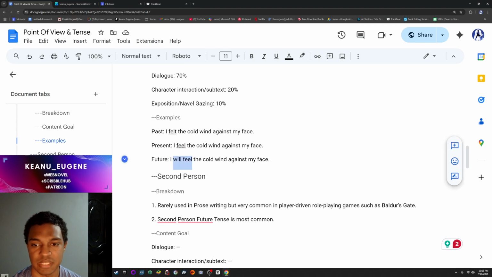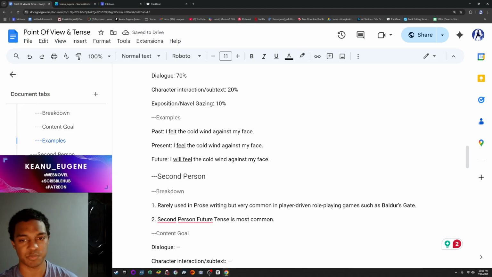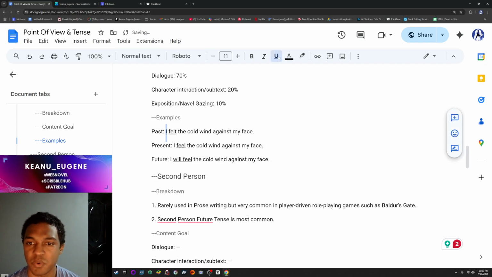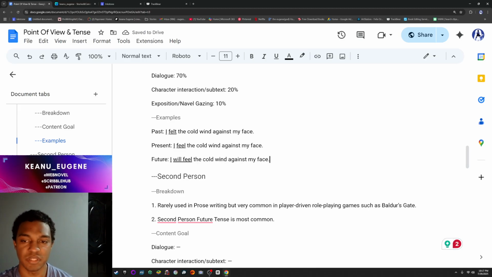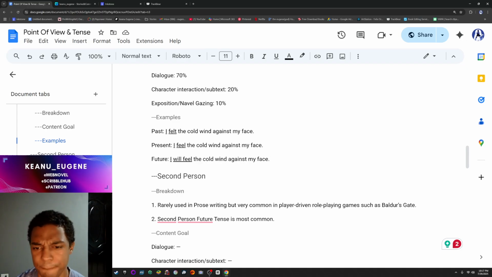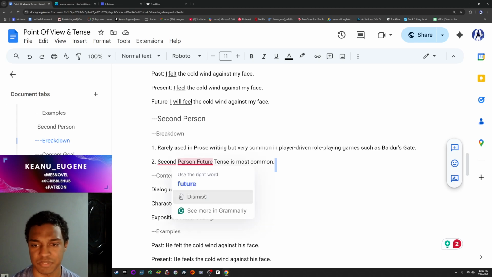Or phrases in this case. So you'll know clearly what makes them past, present, future, right? So it's "I feel the cold wind against my face." "I felt the cold wind against my face" for past, and then for future it's "I will feel the cold wind against my face." So the person is the narrator, so they get to say it in exposition, and "will feel" because it hasn't happened yet. I'm guessing they're about to open the door or something, right?